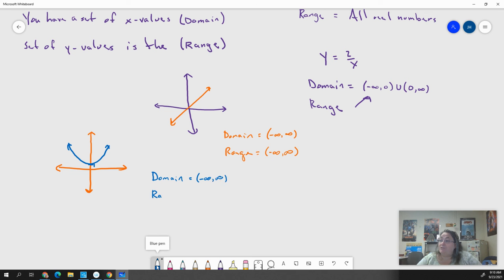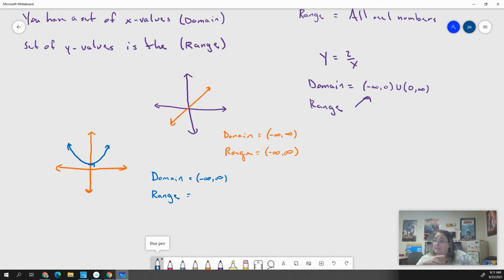But my range, that has limitations, doesn't it? And you can look at the graph and see there is nothing on y under 1, right? Everything is 1 and higher. And I can tell you why, because this is the graph of y equals x squared, right? So anytime I square a negative number, it becomes a positive number. So I'm never going to have a negative y on this, right?